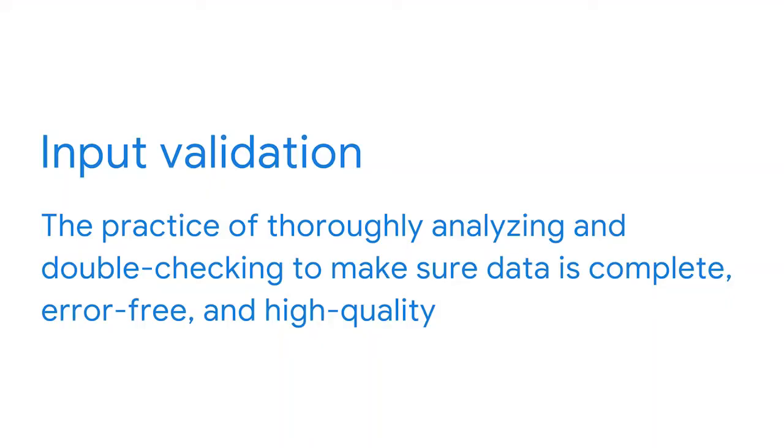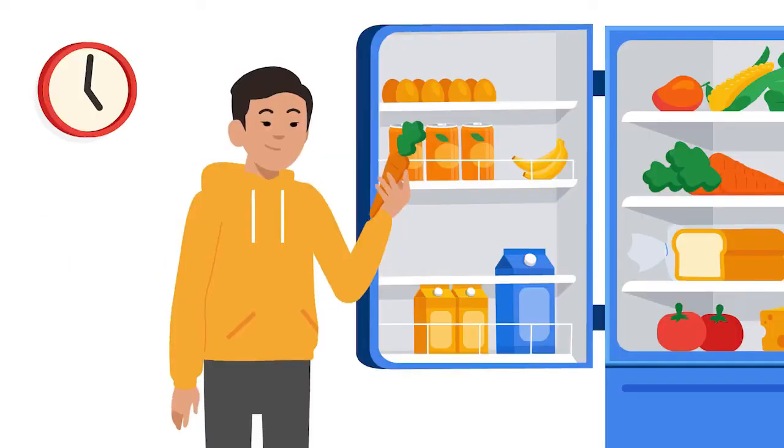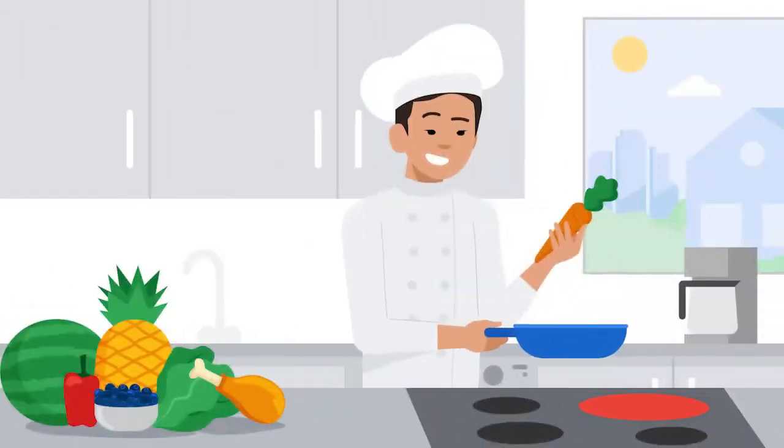In this video, you'll perform input validation in Python. Remember, input validation is the practice of thoroughly analyzing and double-checking to make sure data is complete, error-free, and high quality, just like checking your vegetables before you cook them. With that knowledge fresh in your mind, it's time to discuss how to perform input validation in Python. We'll focus our validation on the NOAA data. The goal will be to check for errors and prepare this dataset for publication. Let's open our Python notebooks and get started.